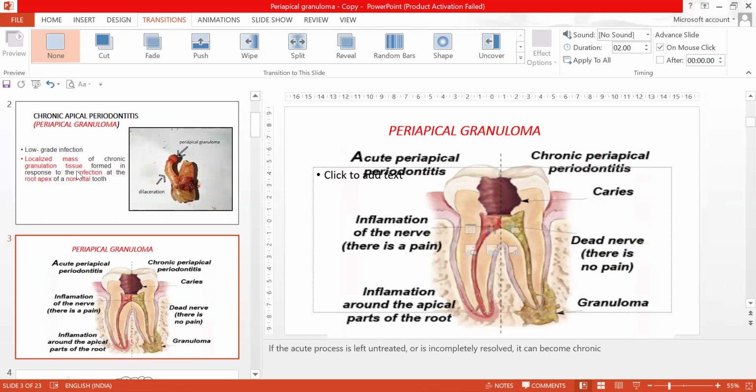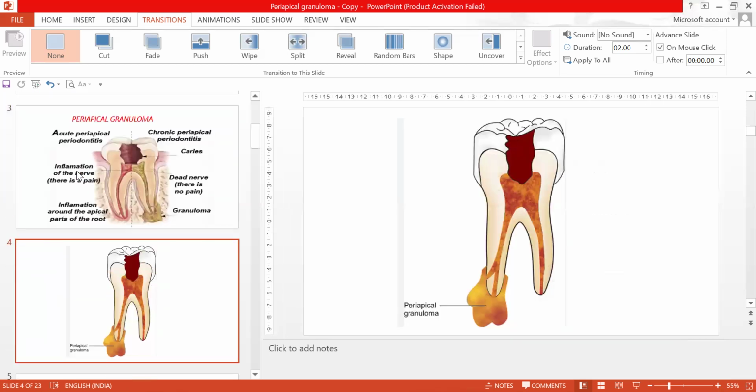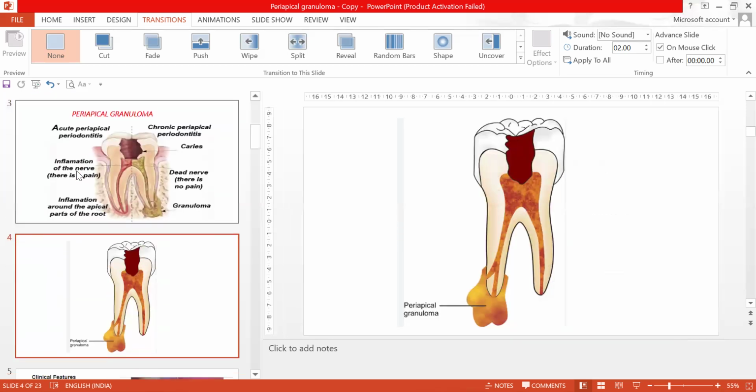What is the cause of this lesion? The lesion is caused by the death of the pulp, followed by a mild infection or irritation of the periapical tissue that stimulates the productive cellular reaction, resulting in the formation of a periapical granuloma.